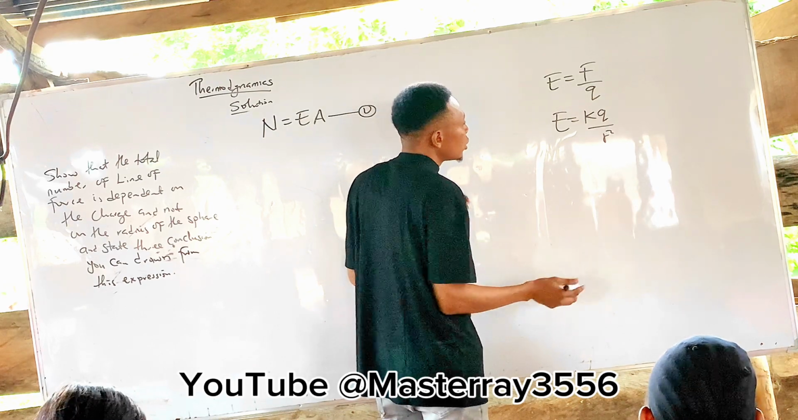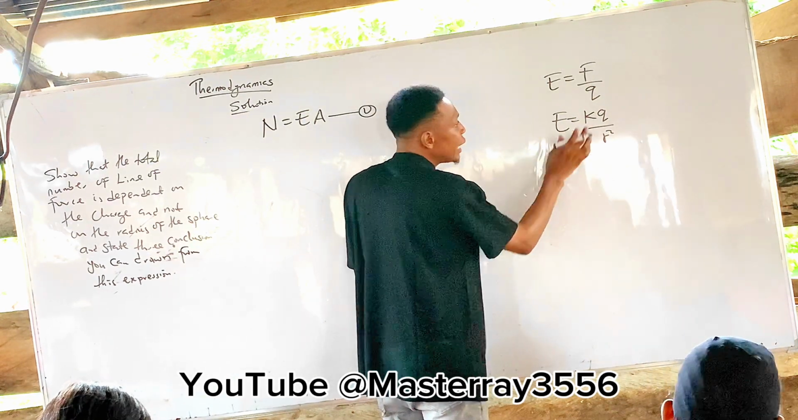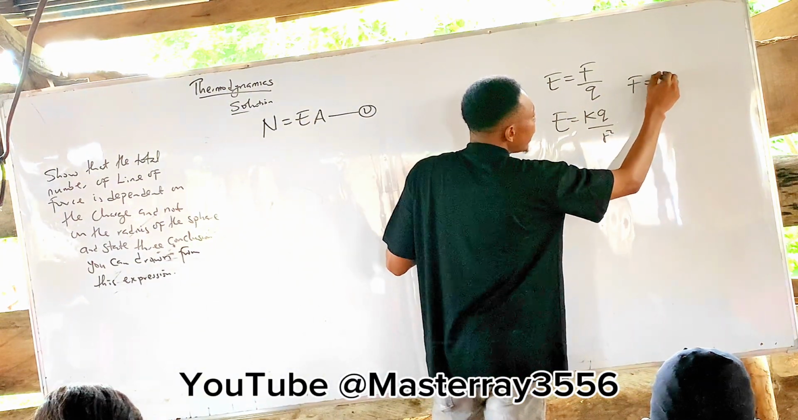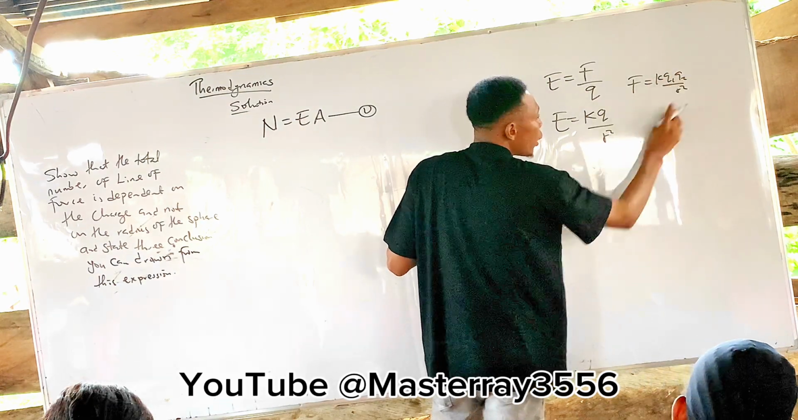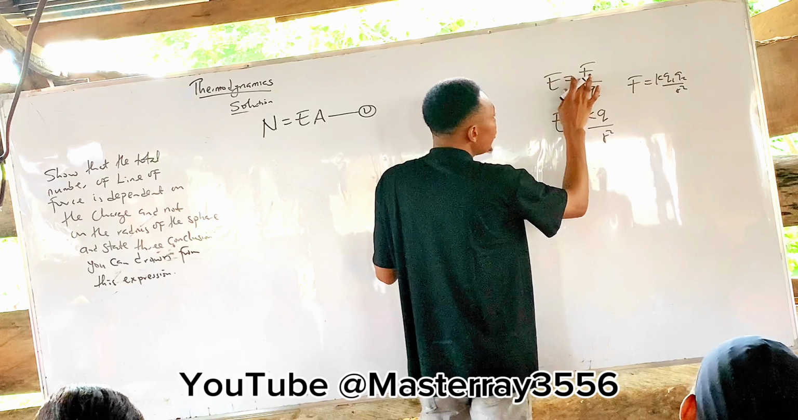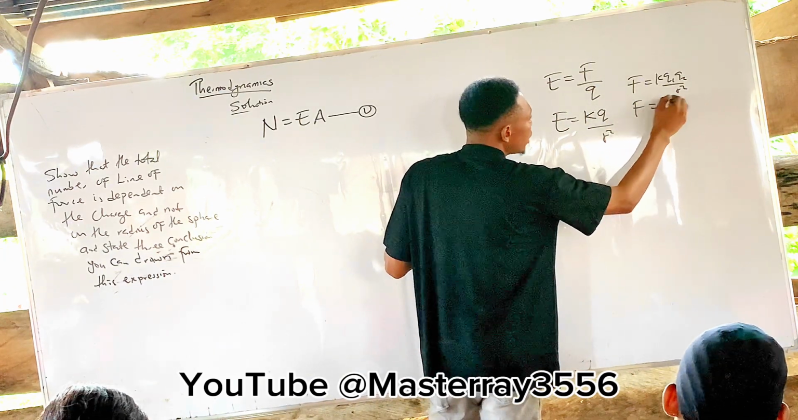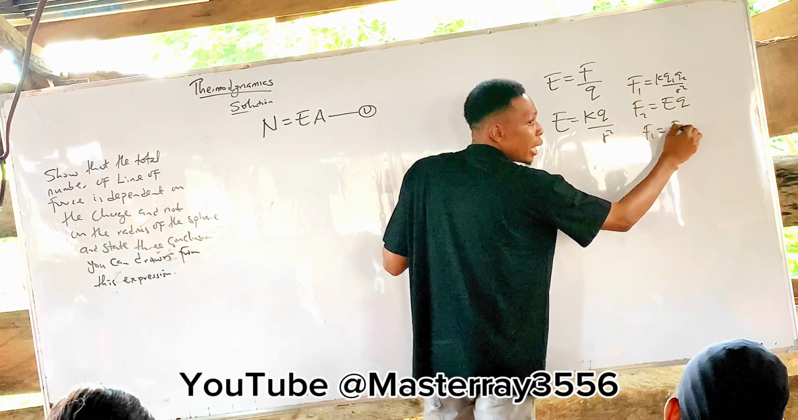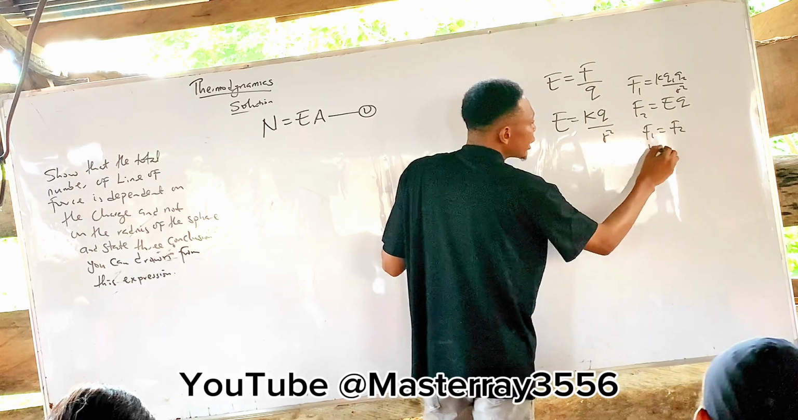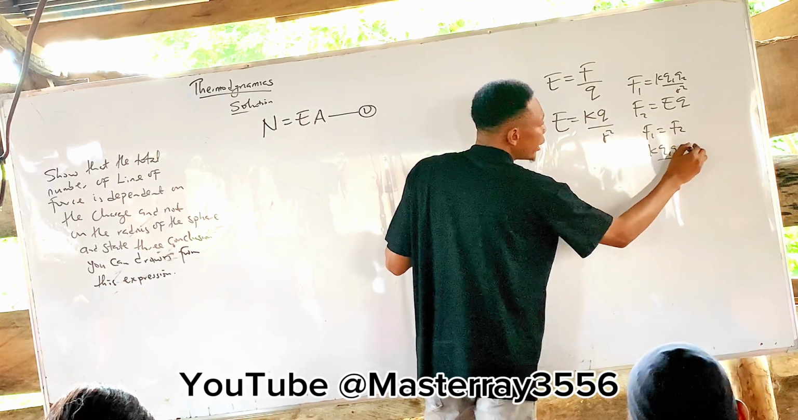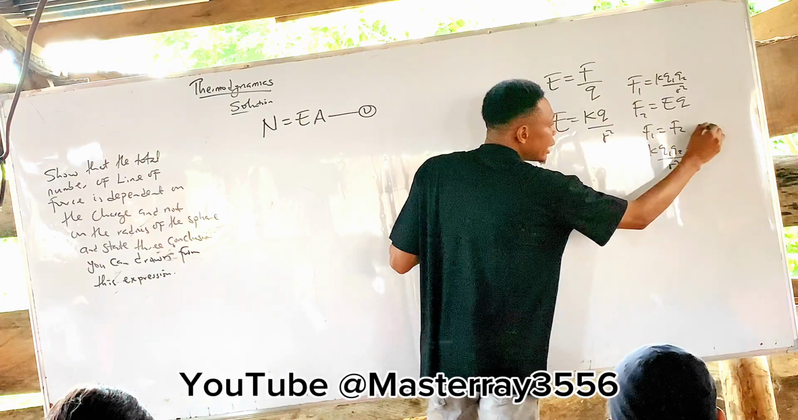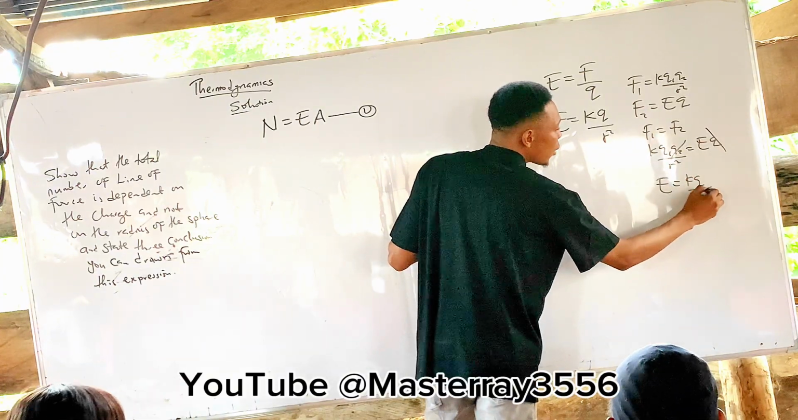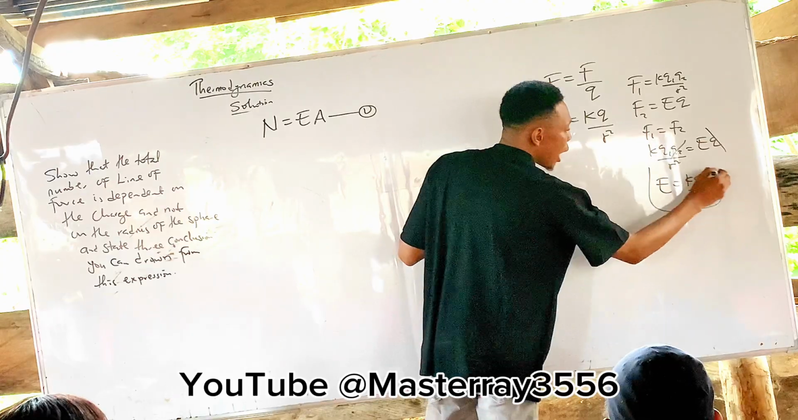Now from this place, we already know what Q is. How did they get this expression? They got it from your force. Force is equal to KQ1Q2 over R square, is it not? Now if you make F the subject of the formula, we have F equals to EQ. F1 is equal to F2, so KQ1Q2 over R square equals EQ. One of the Q's can cancel out, and then you have E equals to KQ over R square. So this is the expression we are making use of.